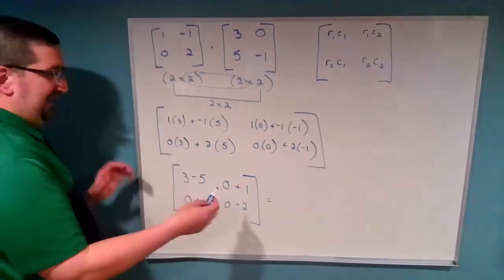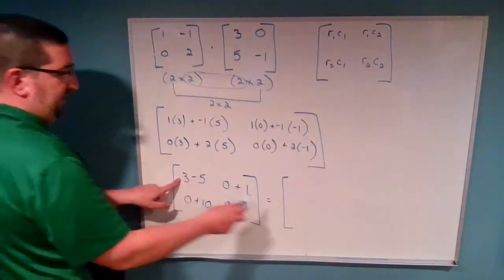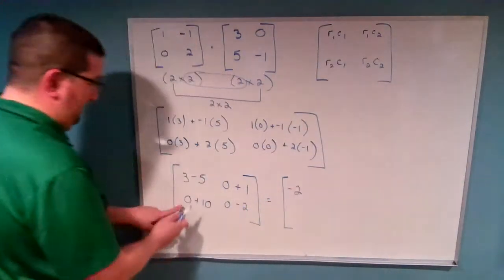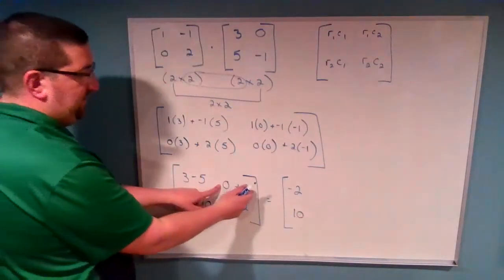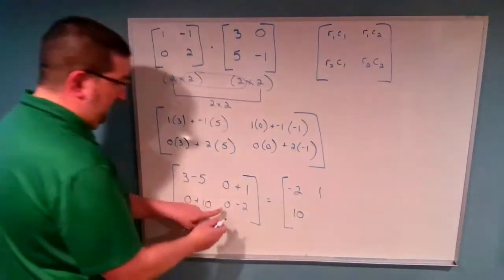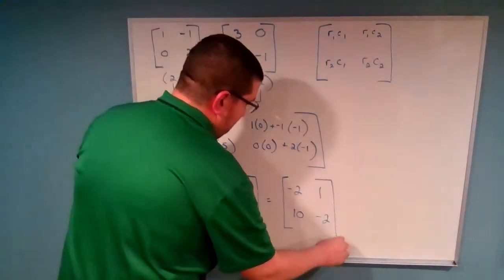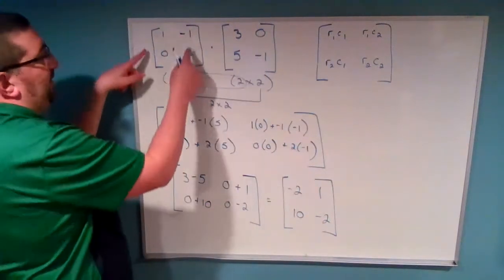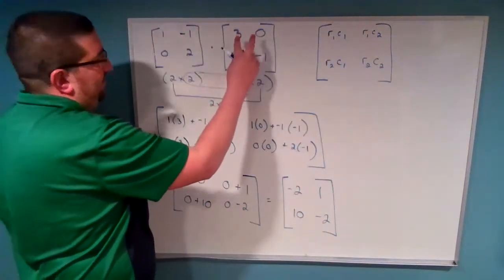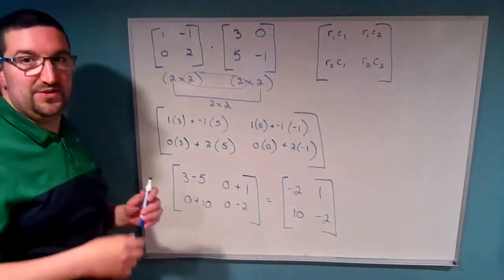So our final answer for our matrix: 3 minus 5 is -2. 0 plus 10 is 10. 0 plus 1 is 1. 0 minus 2 is -2. Our final answer for multiplying this 2 by 2 times a 2 by 2 is a 2 by 2 matrix.